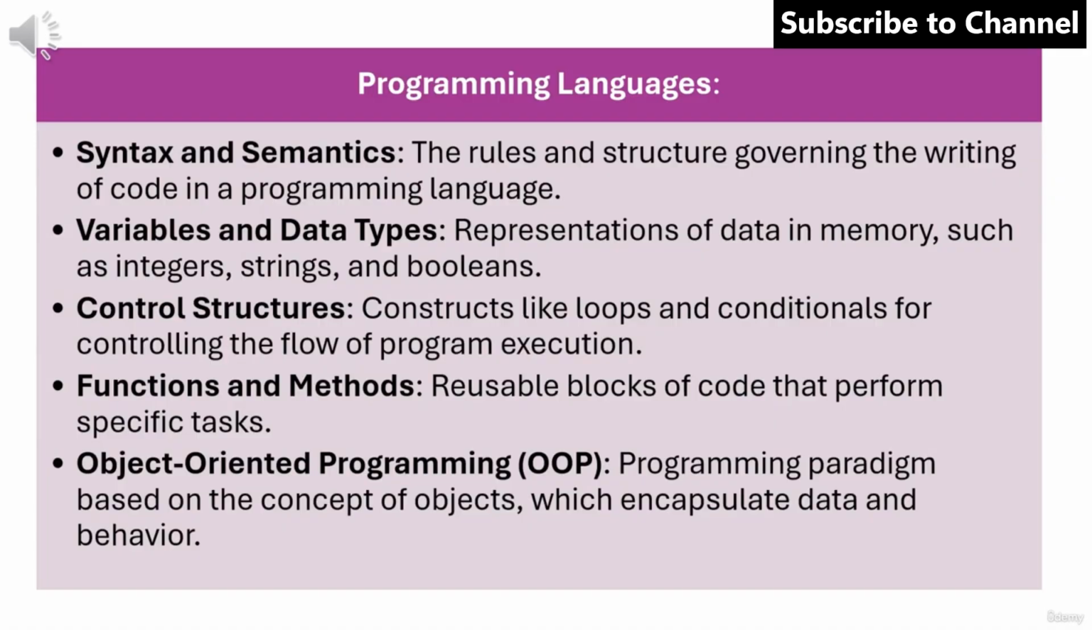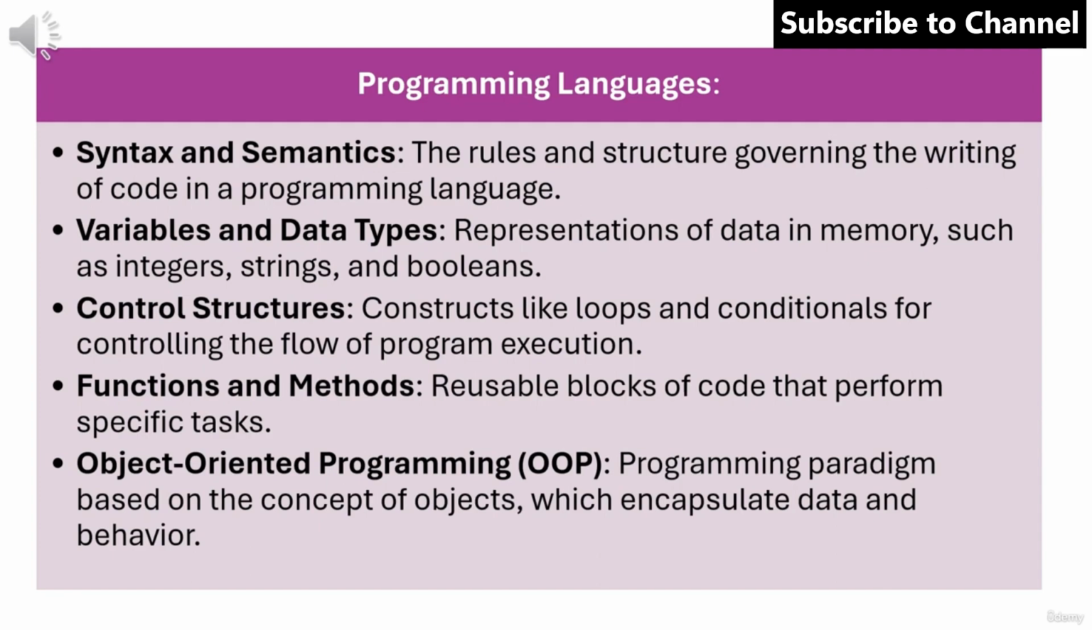And as for programming languages, basically these are languages which the computer understands. These use English keywords, like C, C++ or Python. Each computer language has a standard syntax. Like, for example, we have English, Chinese, Arabic, Tamil, Hindi, German, and other languages which have standard syntax. Like that, programming languages also have standard syntax and semantics, the rules and structure governing the writing of code in a programming language.